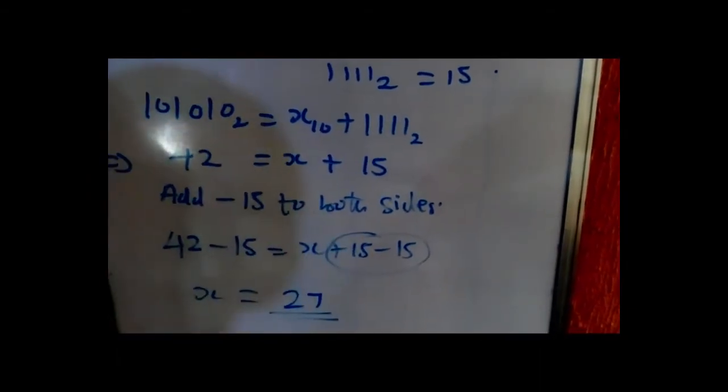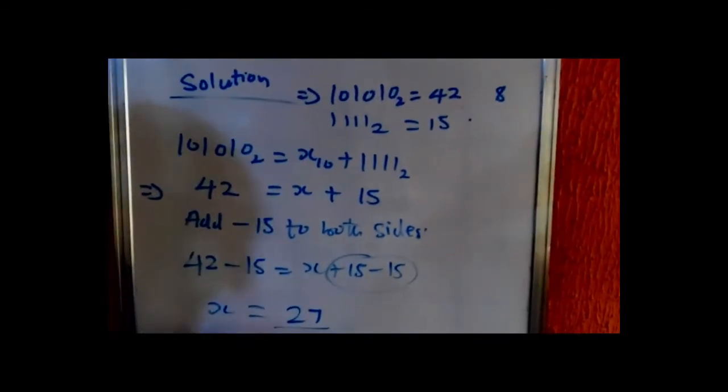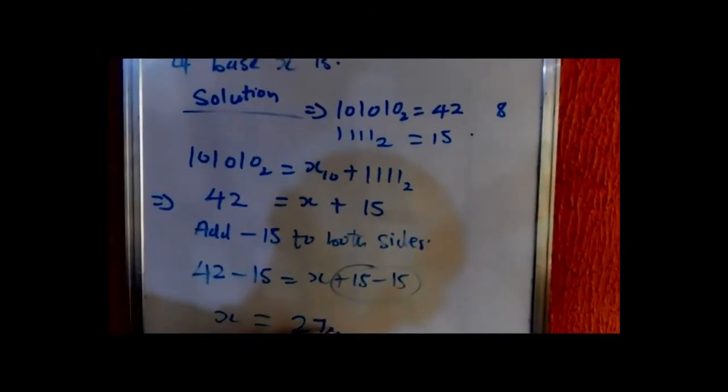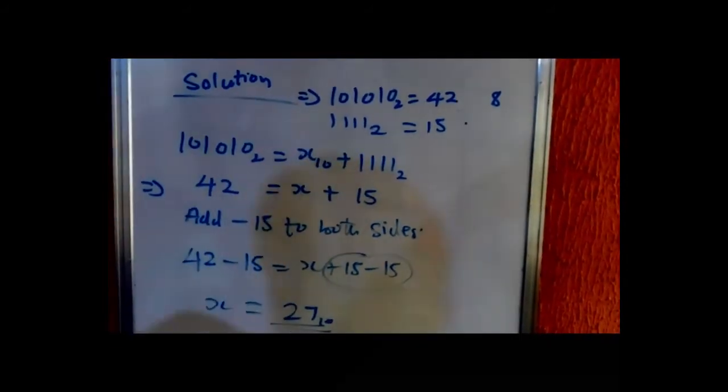But 2 minus 15 is 27. So, since our x is in base 10, whatever answer we are getting must also be in base 10. So however, the answer to x is base 10.